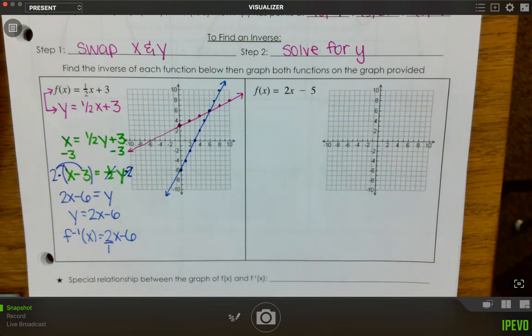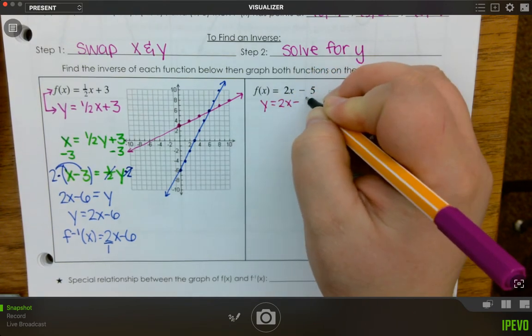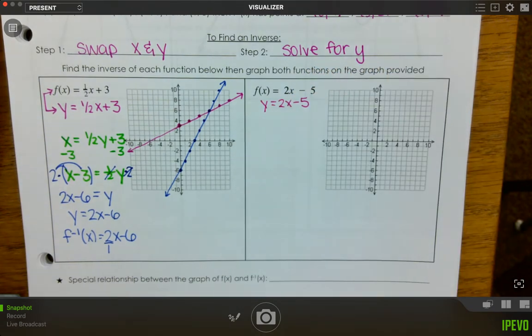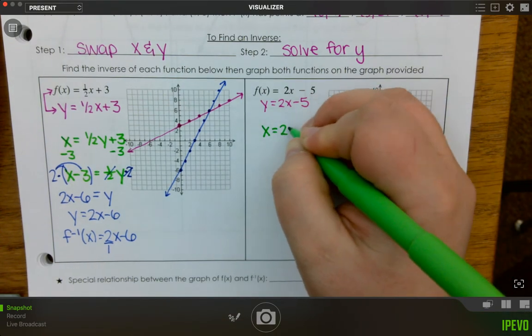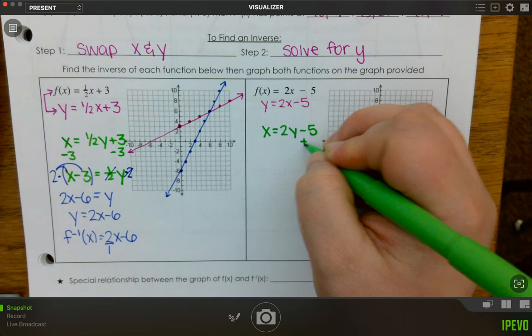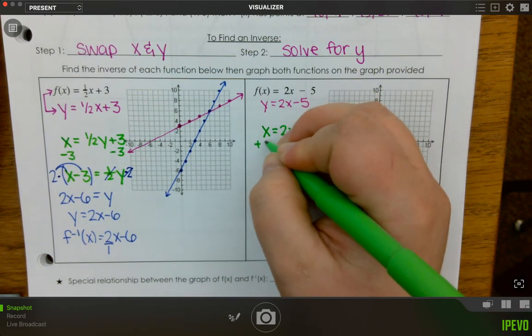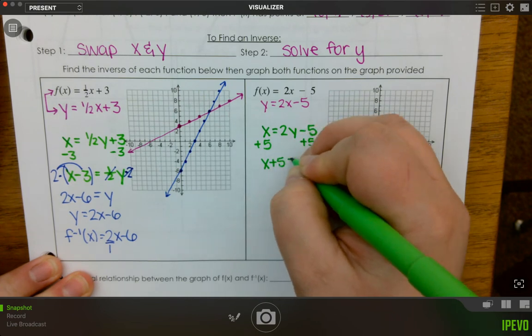And then we're going to do the same thing over here on the right side, where this is really just y equals 2x minus 5. And then we're going to swap x and y. So it's going to turn into x equals 2y minus 5. And I want to get y all by itself. So I'm going to add this 5 to the opposite side. And now I have x plus 5 equals 2y.